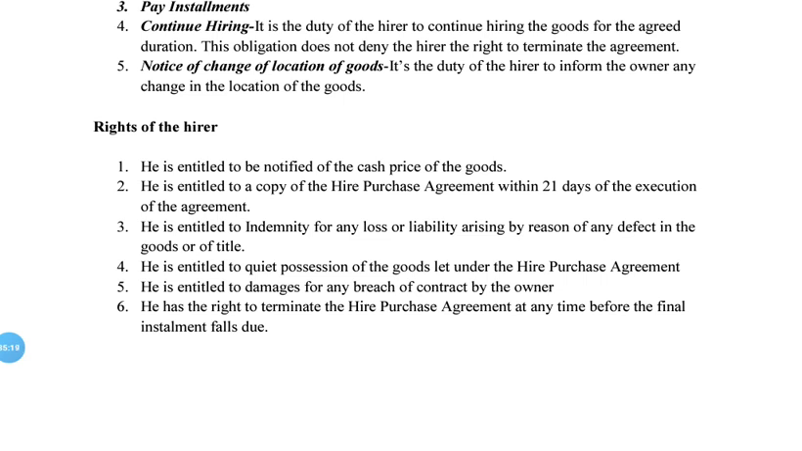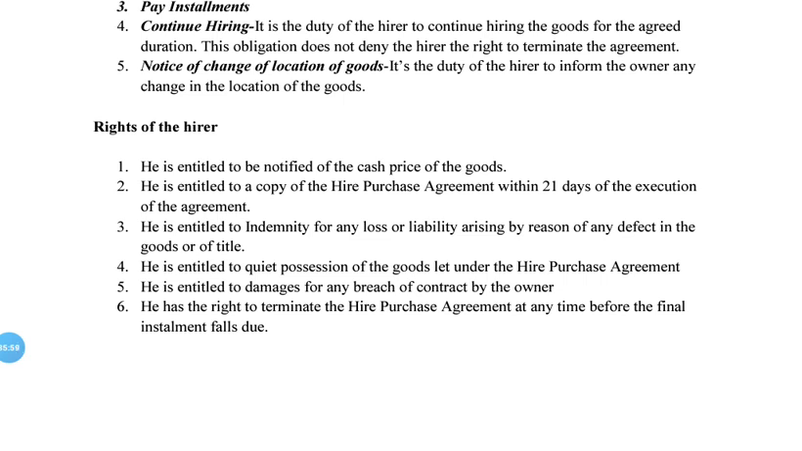He is entitled to indemnity for any loss or liability arising by reason of any defect in the goods or of title. And number 4, he is entitled to quiet possession of the goods let under the hire purchase agreement. And number 5, he is entitled to damages for any breach of contract by the owner. He has the right to terminate the hire purchase agreement at any time before the final installment falls due.